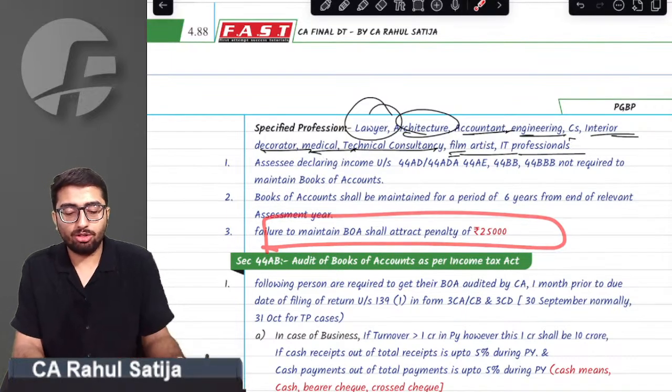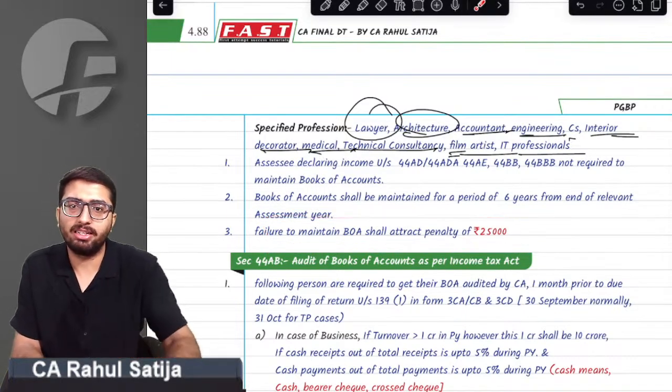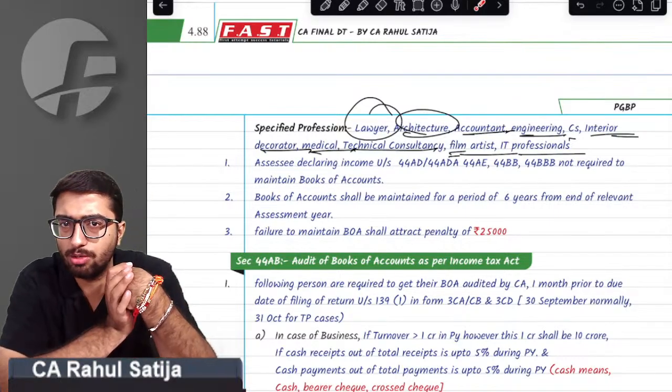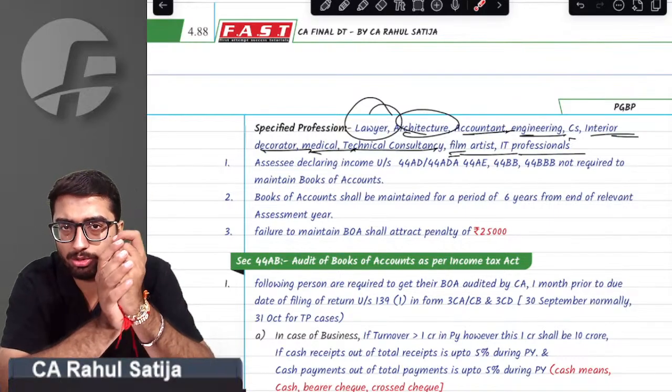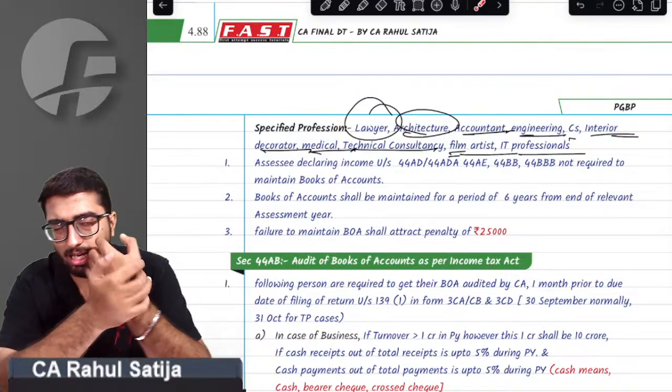If you fail to maintain books of accounts, you will be liable to a penalty of 25,000 rupees under Section 271A, I believe it was.